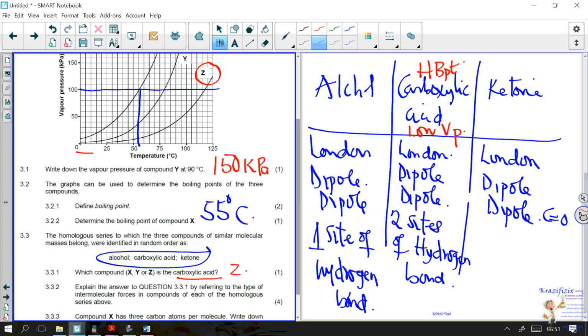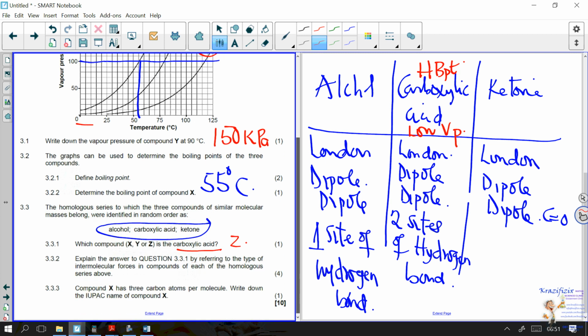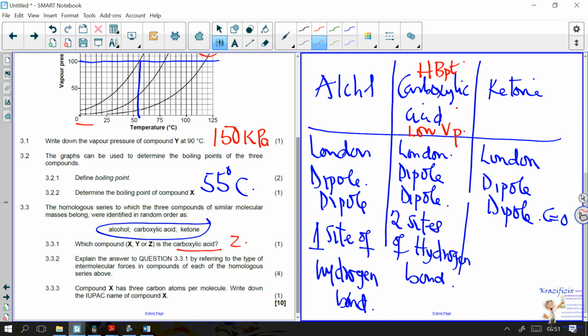Explain your answer to 3.3.1 by referring to the type of intermolecular forces in each compound. Do you see we've already answered our question? Look at what I would say. Carboxylic acids have London, dipole, and 2 sites of hydrogen bond.